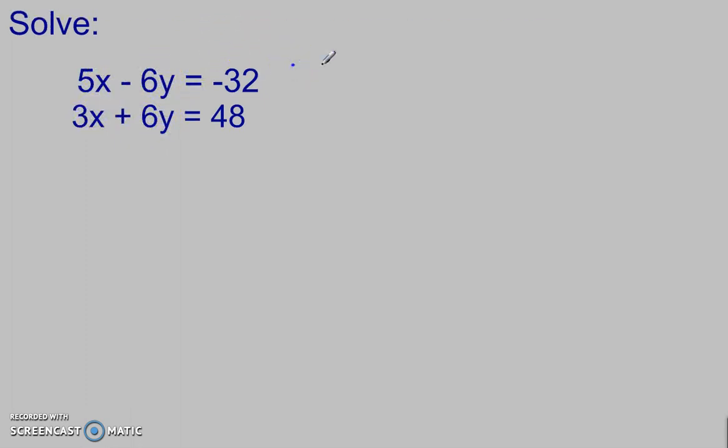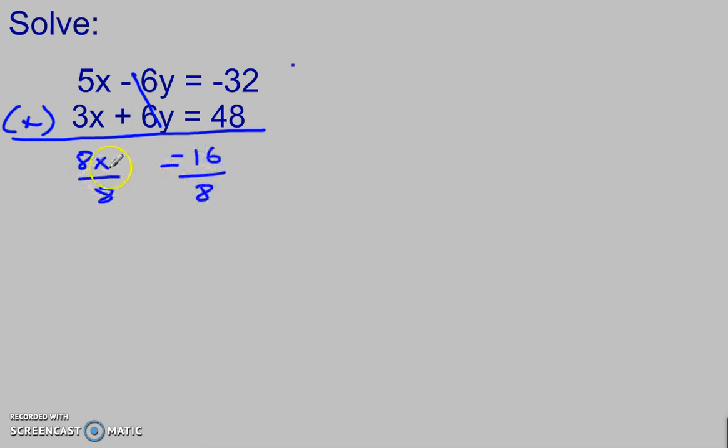Now, in this case, this is convenient because the coefficients are the same except for their opposite signs. So if I add these two equations, I can add the entire equations. 5x plus 3x gives me 8x, and negative 6 plus 6 cancels out, is equal to 16. Divide by 8 on each side, and I get x is equal to 2.